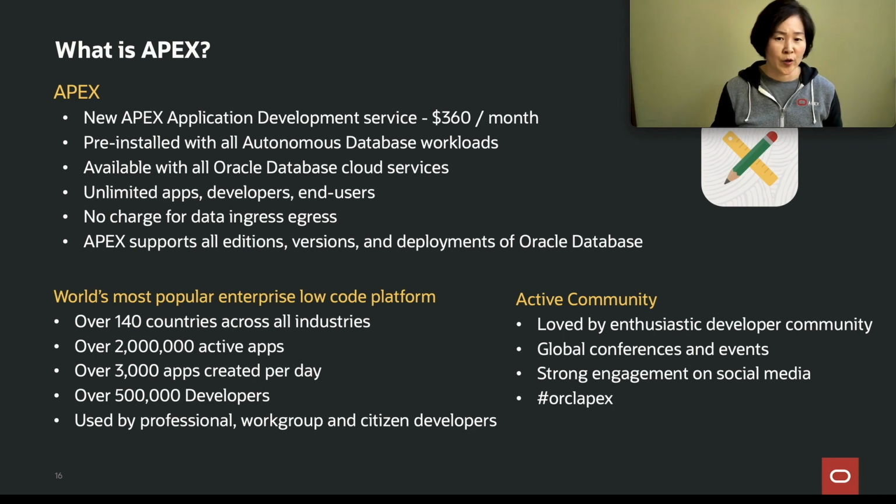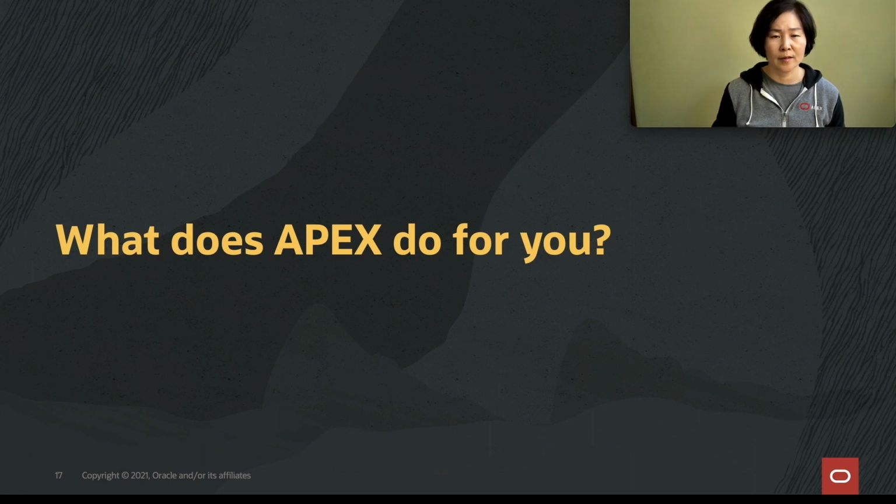Apex is the world's most popular enterprise low-code platform. There are over 140 countries across all industries using Oracle Apex, and it is loved by over 500,000 vibrant global communities. There are global success stories across all the industries as well. So what can Apex do for you?